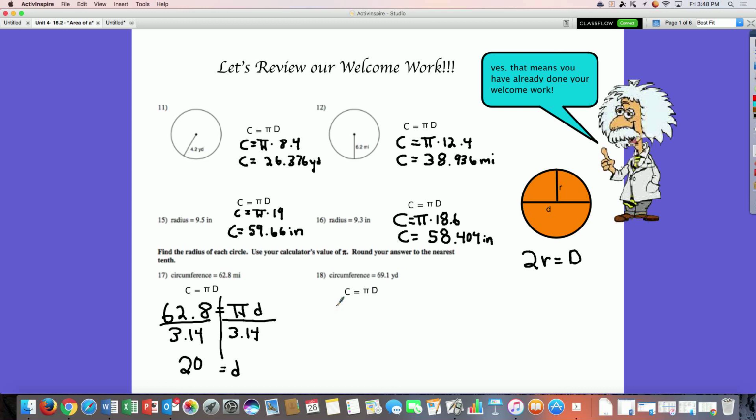Let's do this one. C equals pi d. They tell us the answer is 69.1, but they want to know the diameter. So it's pi times d. We don't know d. I'm going to divide this side by 3.14. That's pi. Right? Pi equals 3.14. Same. Got to divide this side by 3.14. Those cancel each other out. I'm just left with d on this side. 69.1. Type it in my calculator. Divided by 3.14. I get 11.